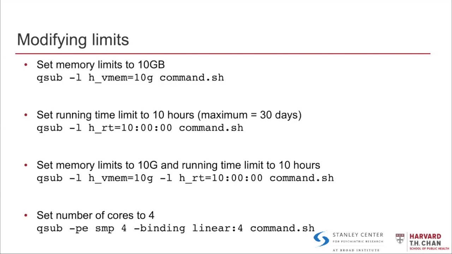So for example, you can set memory limits to 10 gigabytes using this -l option. You can set a running time limit to a value that goes up to 30 days. So for example, here, 10 hours. You can also specify both limits by using the -l option of the qsub command twice. And you can also set the number of cores you need for your job.